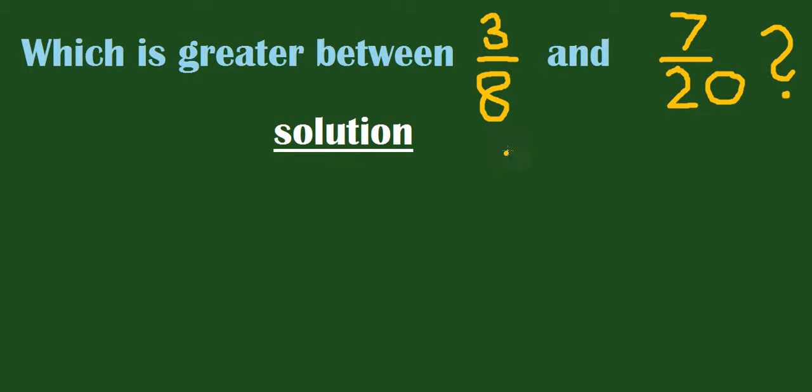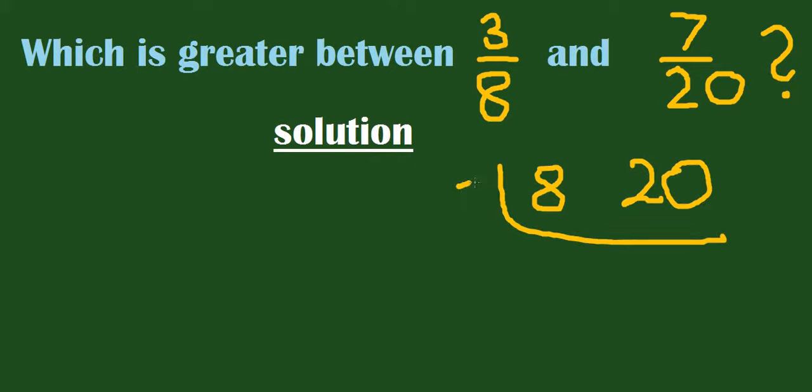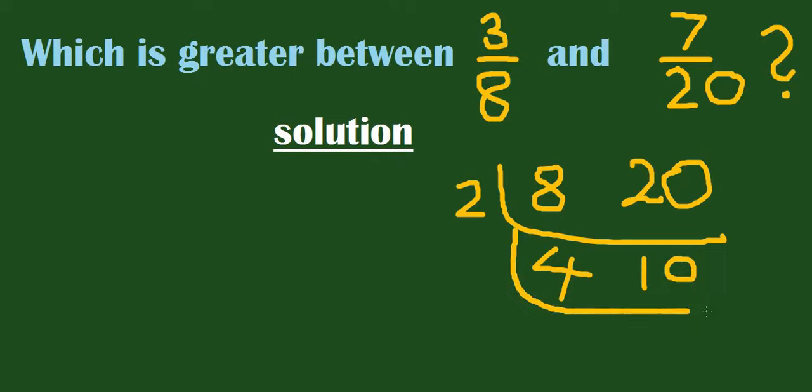So the first thing to do is to find the LCM between the two denominators, which is 8 and 20. So we are going to find the LCM of 8 and 20. So we start by 2 here, where we have 4, and here down we have 10. We divide by 2 again, we get 2. 10 divided by 2 is 5.